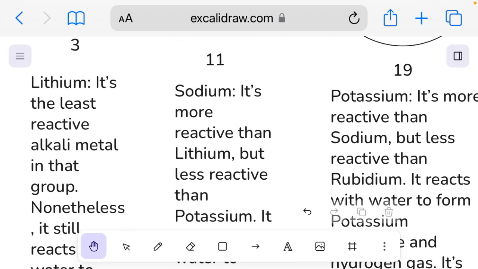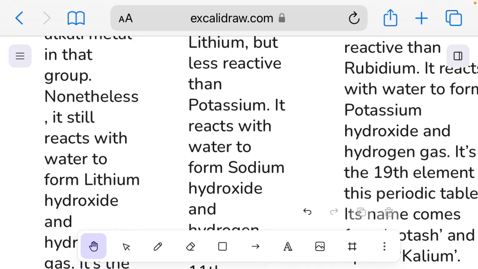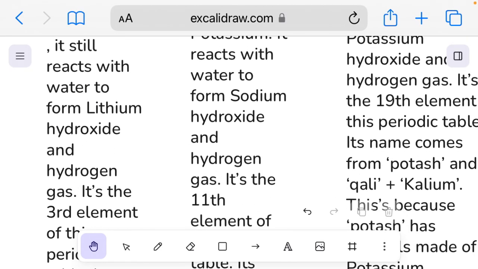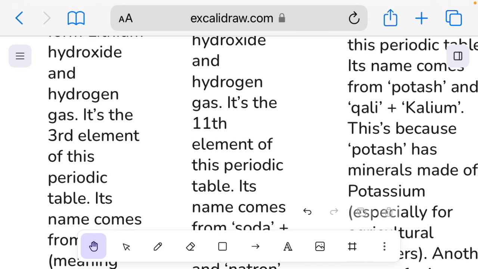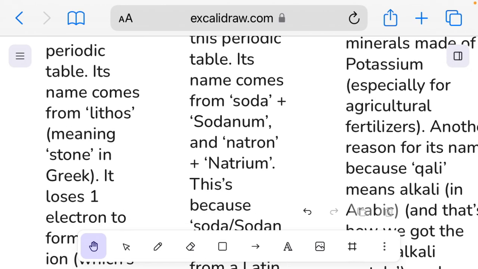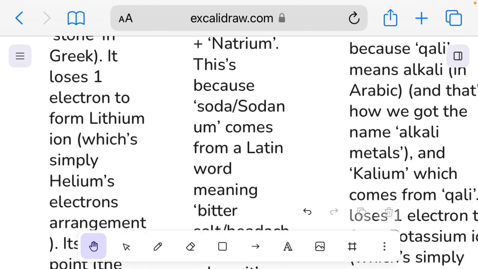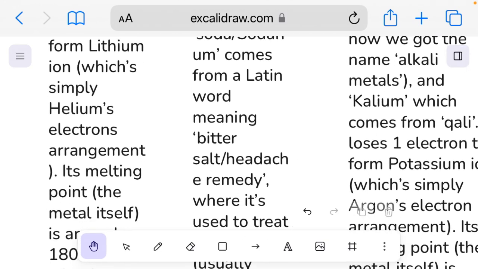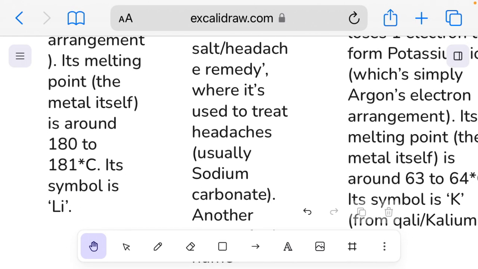Sodium. It's more reactive than lithium, but less reactive than potassium. It reacts with water to form sodium hydroxide and hydrogen gas. It's the 11th element of the periodic table. Its name comes from soda plus sodium, and natrium. This is because soda, sodium, comes from a Latin word meaning bitter or headache remedy, where it's used to treat headaches, usually sodium carbonate.